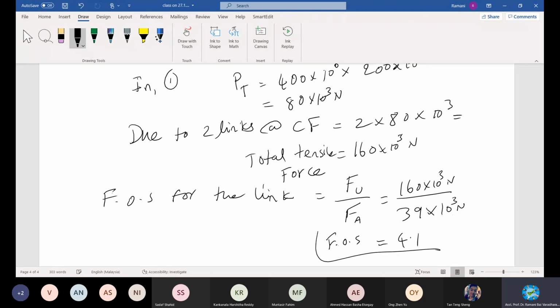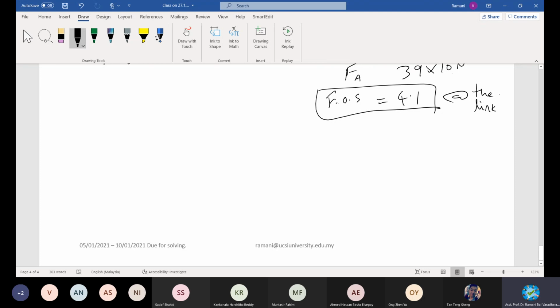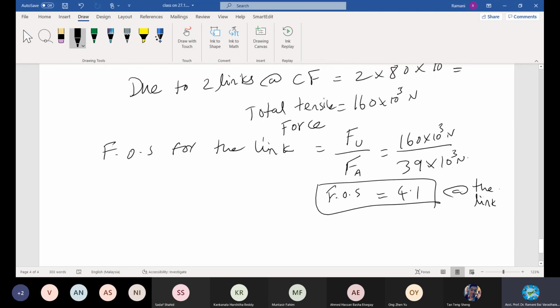That's all right. This is at CF, the link. The answer for the link. Let's find it for the pin. Can you do the same procedure for the pin? You know this point, right? You are going to find out what this is at the pin. Can you find out? I wait for you. Wait for 2 minutes. Just the same procedure. If not clear, ask me.